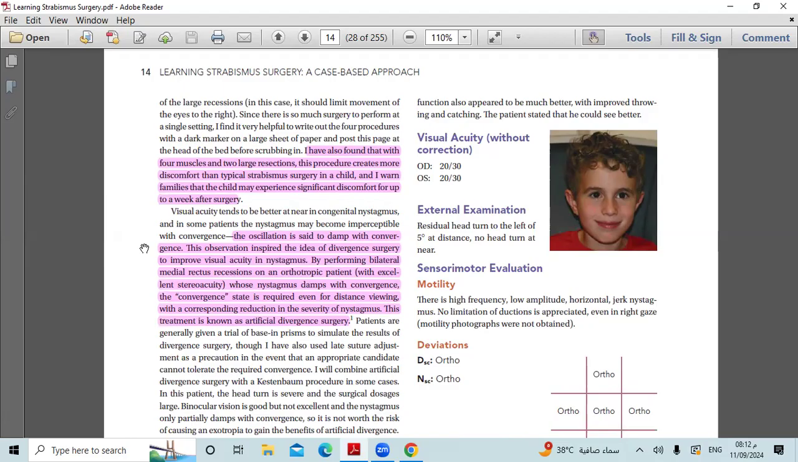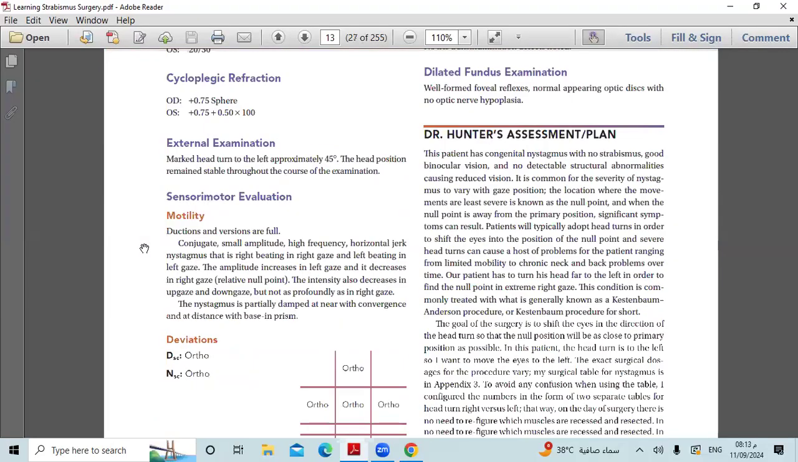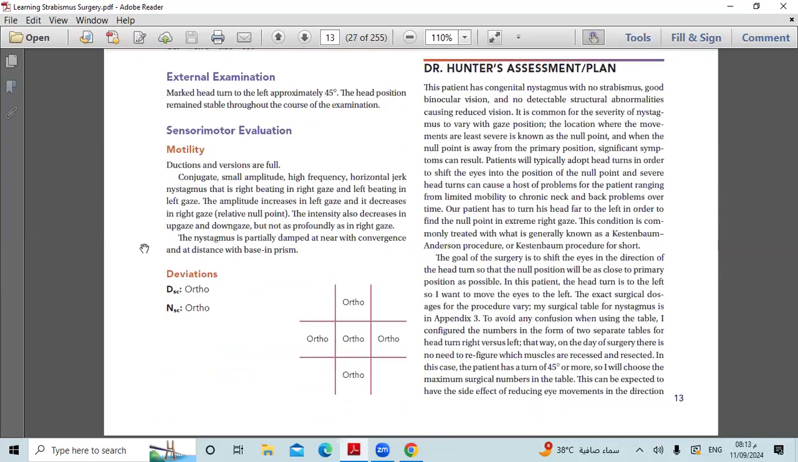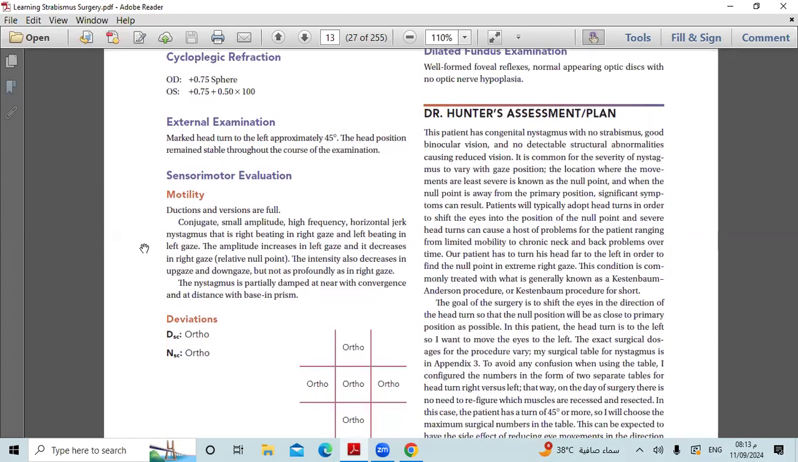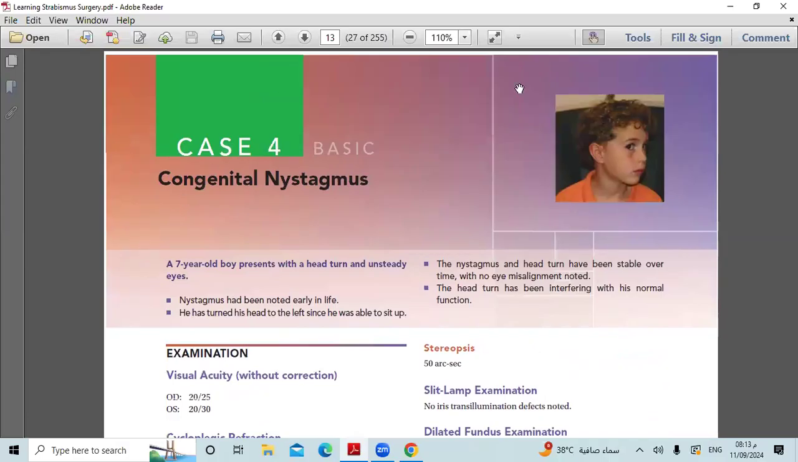Dr. Muhammad, do you want to comment here on the first paragraph about his plan of surgery? It's a very famous procedure, the Kestenbaum procedure in nystagmus. Here, the rule says you should move the eyes toward the direction of the head turn. The head turn here, I think, is to the left, so you should move the eyes toward the left.